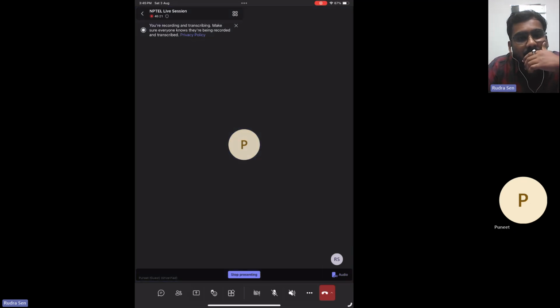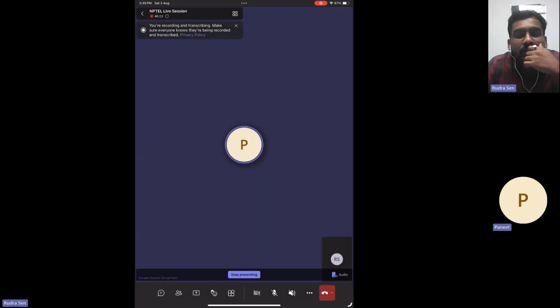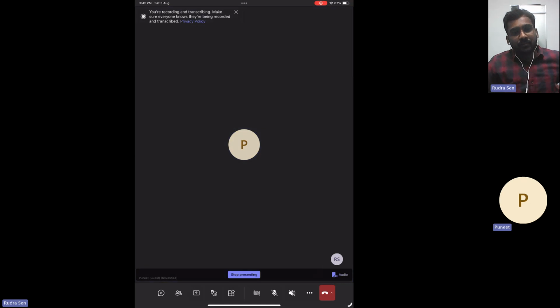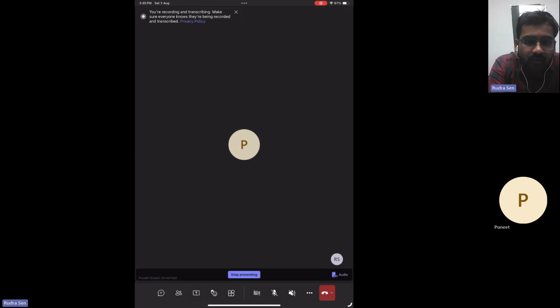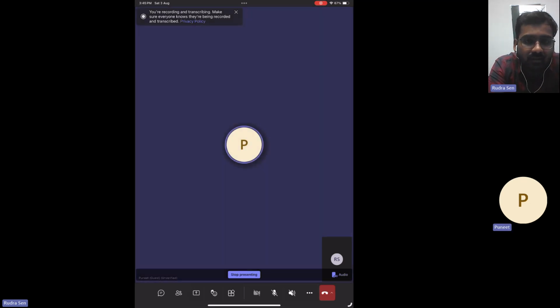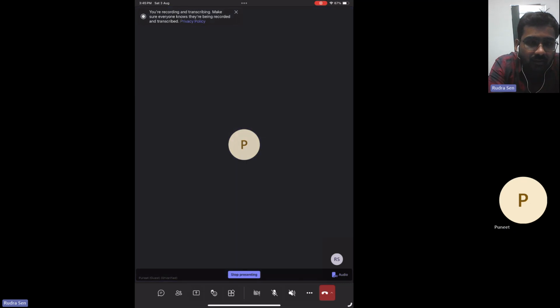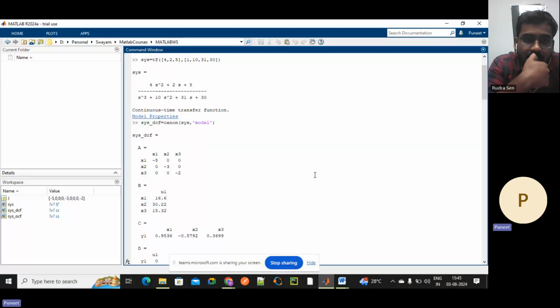It's visible. See, basically, this is what we define, any property like 4s squared or 2s plus 5. Sorry, actually your MATLAB is not visible, only your Teams screen is visible. You have to share the whole screen, not the particular screen. Yeah, I have done that. Is it visible now? Yes, it is visible.